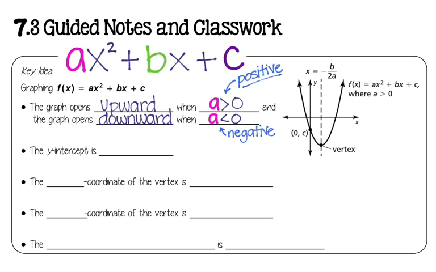We want to find out what our y-intercept is. The y-intercept is where this parabola crosses the y-axis, and it's always the same point, and it is 0, c, the c from this equation.